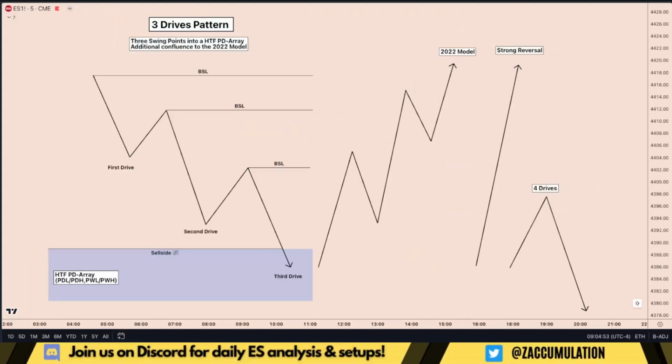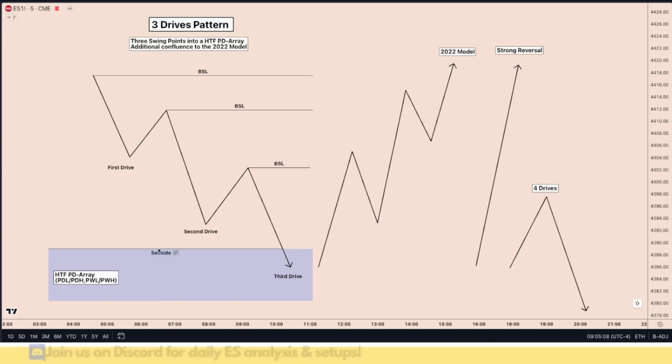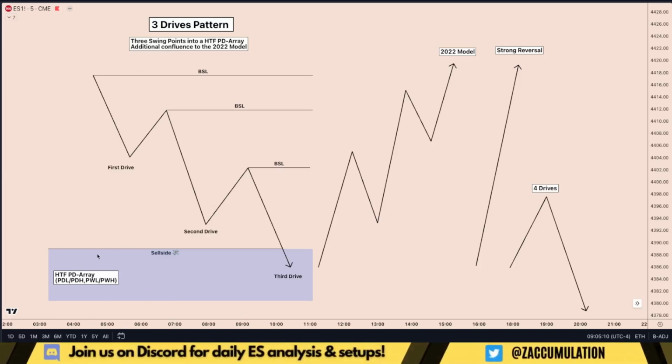Our second scenario of how the free drives pattern could play out is actually the 2022 model. So you can use the free drives pattern as additional confluence to the 2022 model. We make our 3 swing points into our higher time frame PD array. We run out sell side, and instead of getting a strong reversal with almost no pullback opportunities, entry opportunities on a pullback into the strong reversal trend, we have that 2022 model.